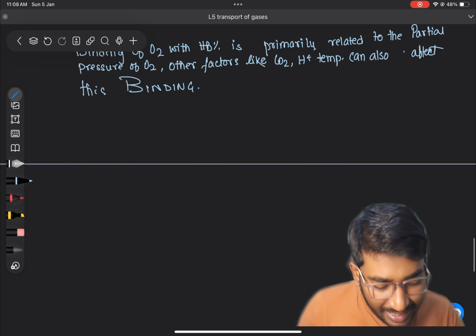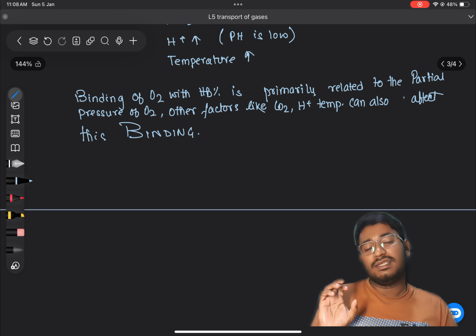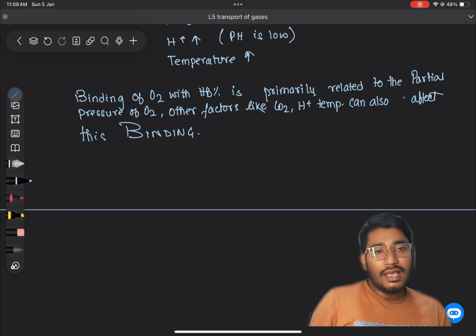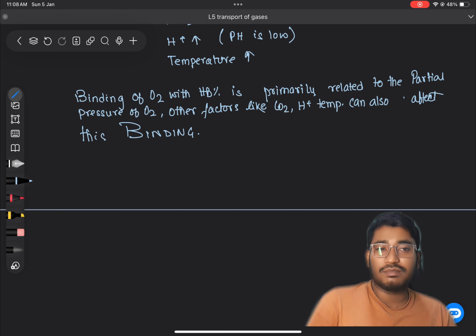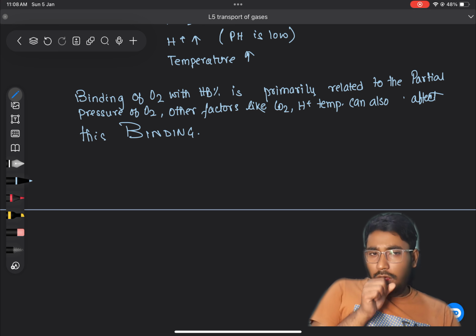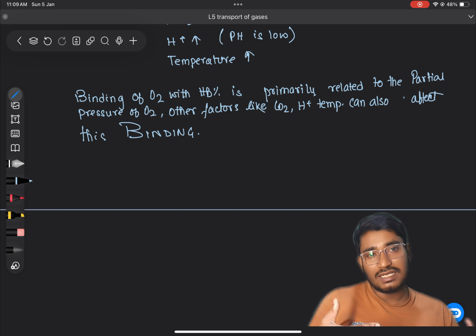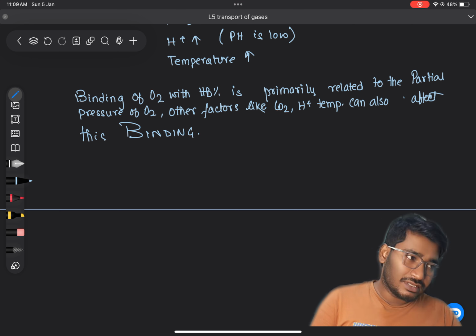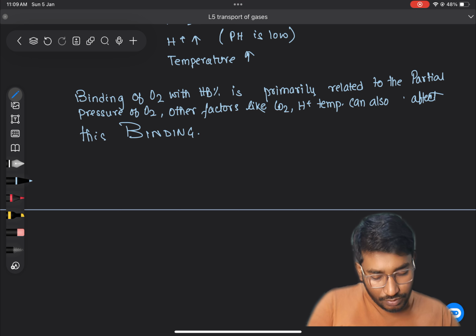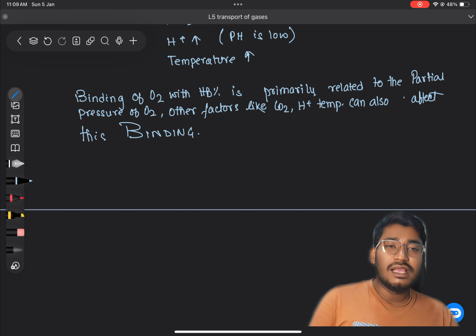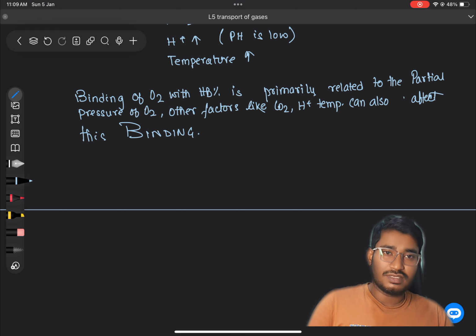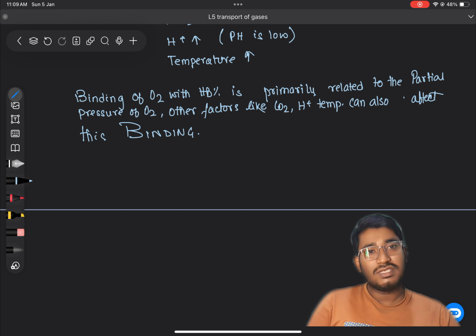So what we have written is the binding of oxygen with hemoglobin. This binding is primarily related to the partial pressure of oxygen. Other factors like carbon dioxide, H+, temperature also affect the binding process, because if the temperature is raised, oxygen will bind less. If the H+ is high, oxygen will bind less.